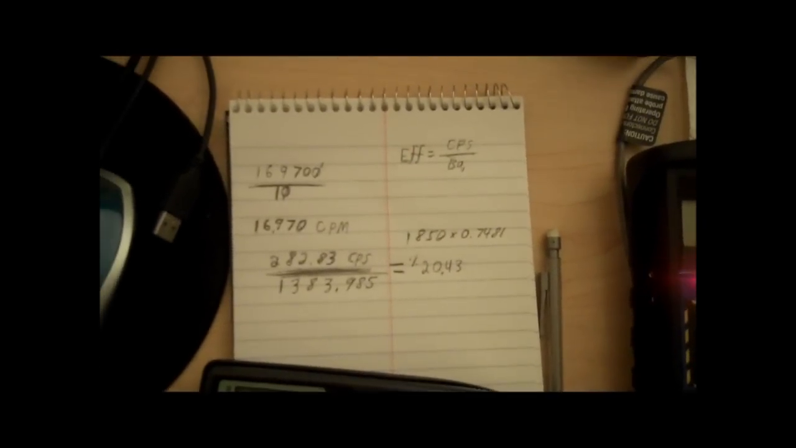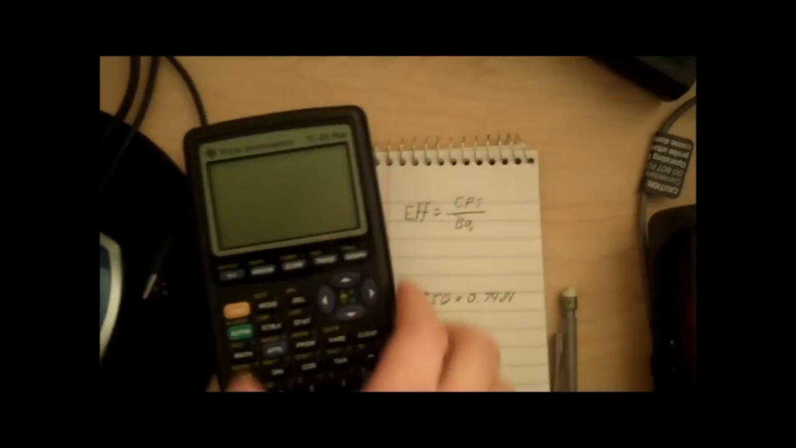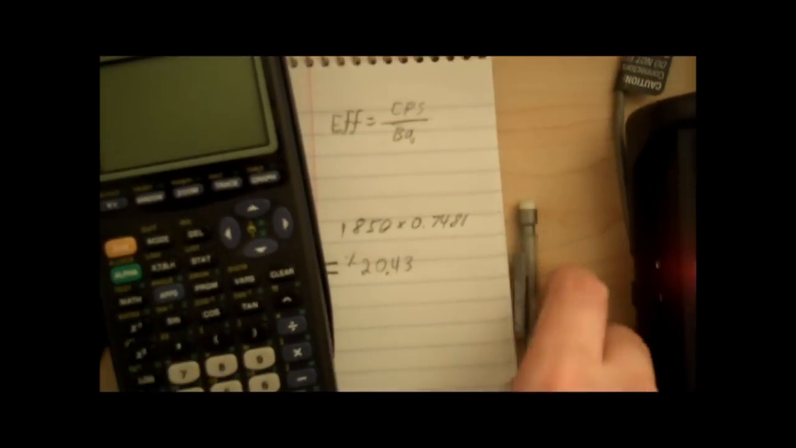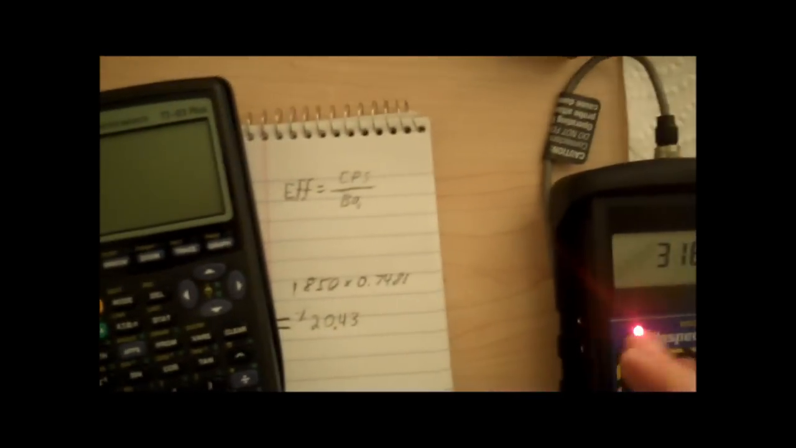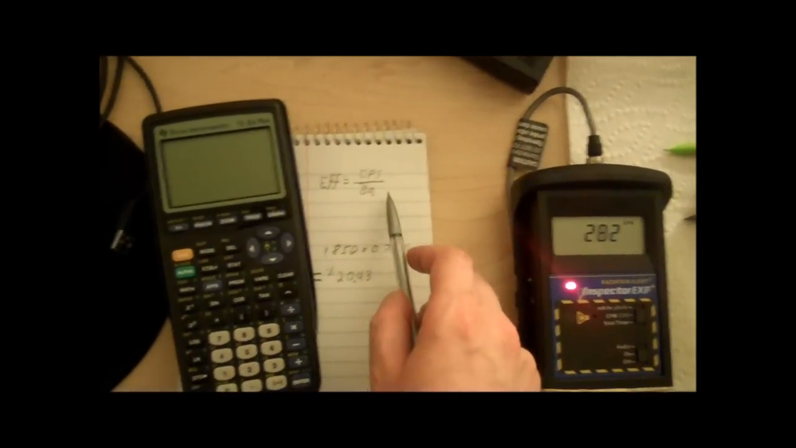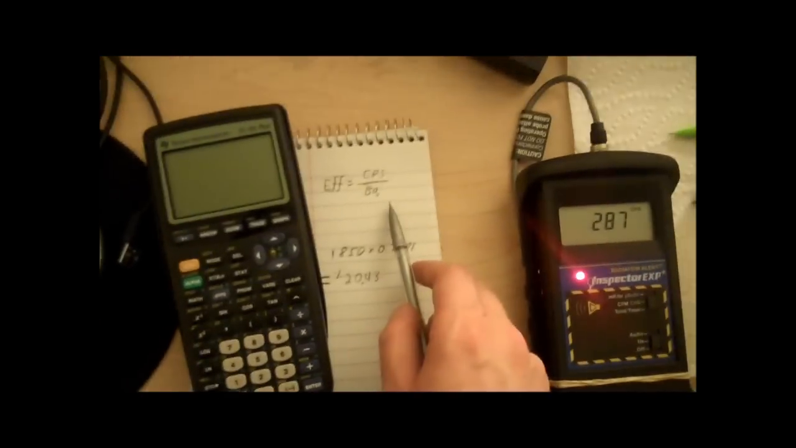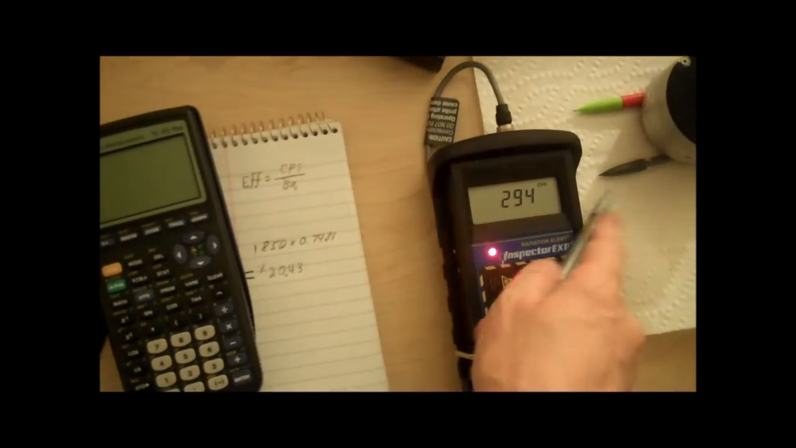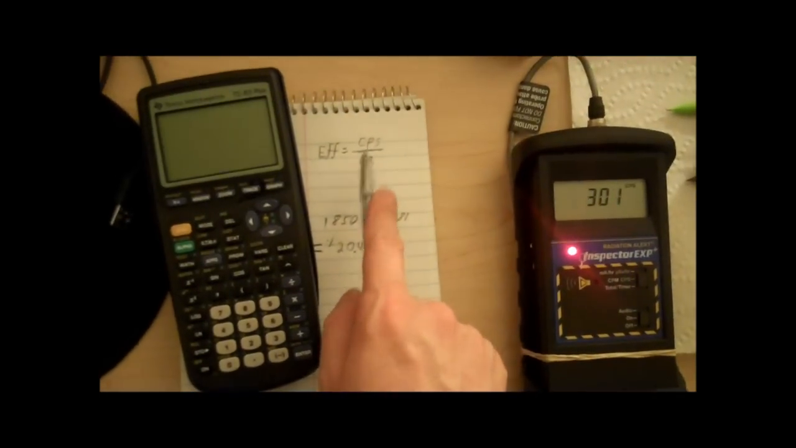Alright folks, now for some efficiency calculations. Let's see here. The efficiency of the Geiger counter here, and by the way you can see it's cranking. The efficiency of the Geiger counter should be equal to the counts per second I detect divided by the activity.